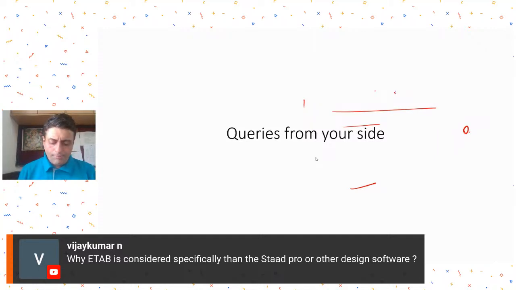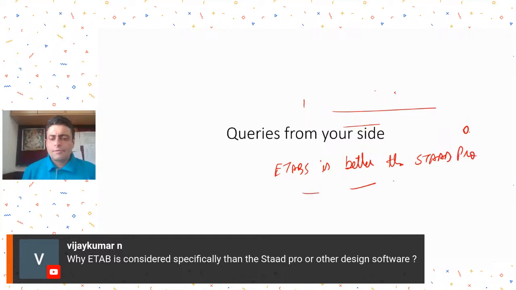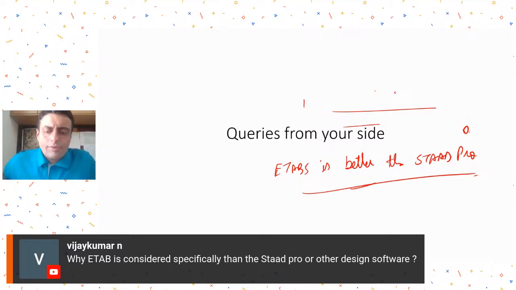So I will write, ETABS is a better software than STAAD Pro because it has more modeling features. It has more features for analysis. It has more features for design, and it has better features for taking out the outputs. So I personally think that ETABS is a better software than STAAD Pro. Having said that, it is not as if ETABS does not have problems.